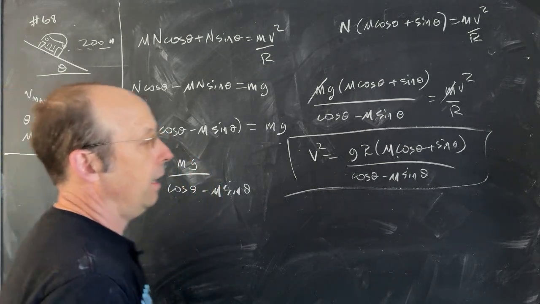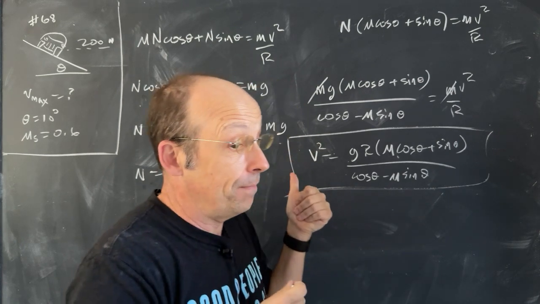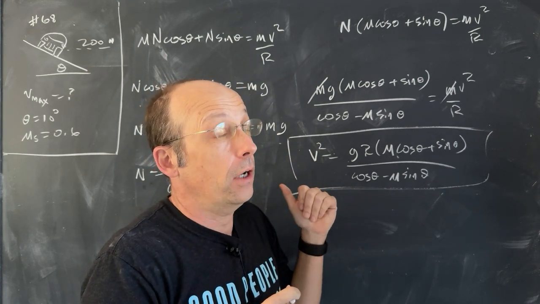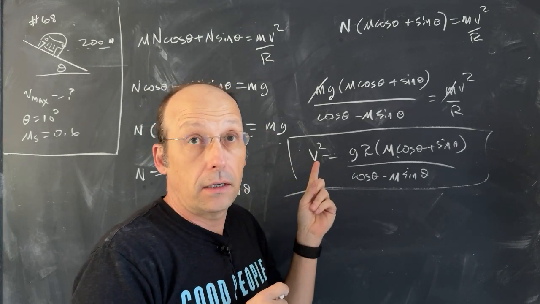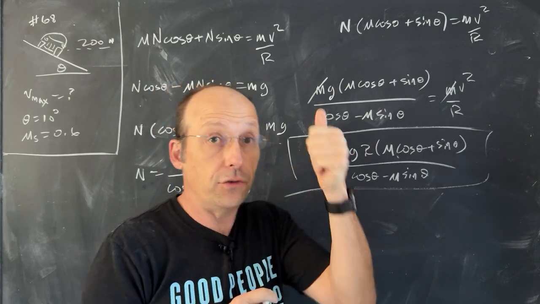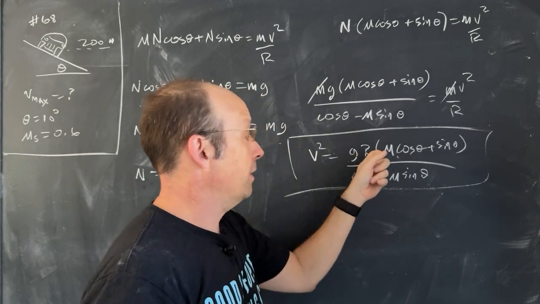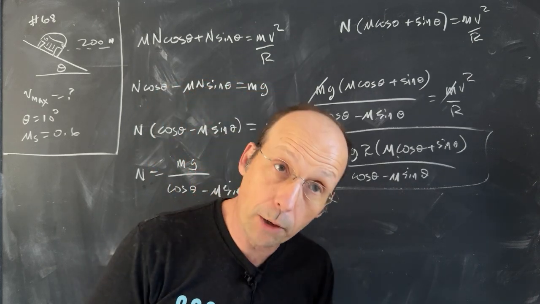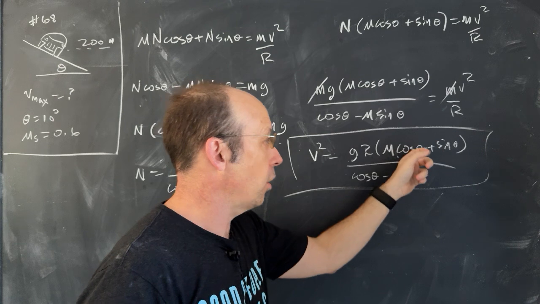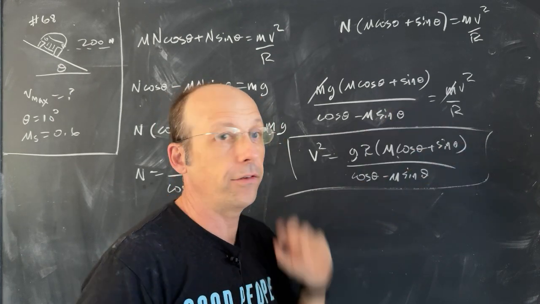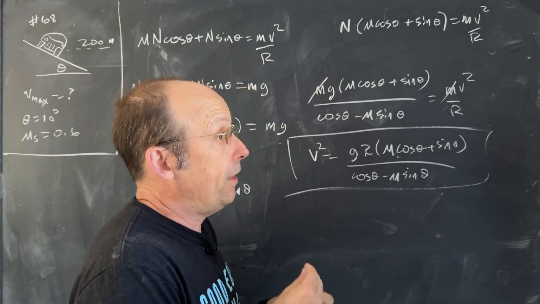Before I do that, I want to check the validity of my solution, because I get something like this, it could be whack and wrong. So how do you know it's wrong or not wrong? Well, let's check the units. G has units of newtons per kilogram or meters per second squared. So if I get meters per second squared times meters, I get meters squared per second squared, and that should be the units for velocity. Mu has no units, cosine has no units. So I get the right units. That's good.